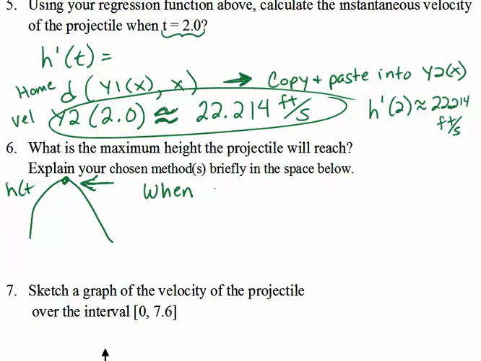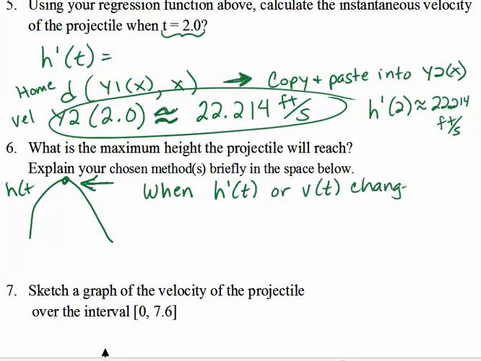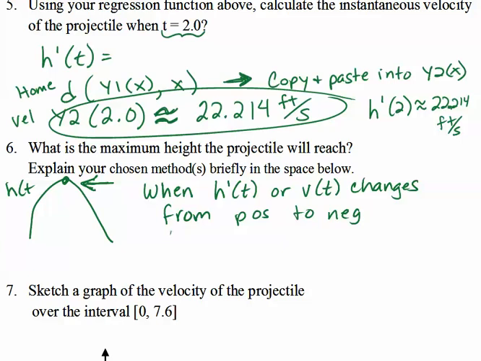So you would say when the derivative, when h prime, or in other words, the velocity changes from positive to negative, h of t has its maximum. And of course it's local, but we know it's a parabola, so its local maximum is its only maximum. So we can do that method on our calculator.